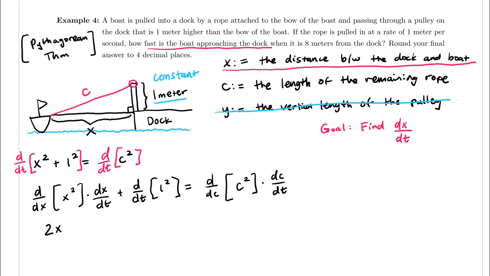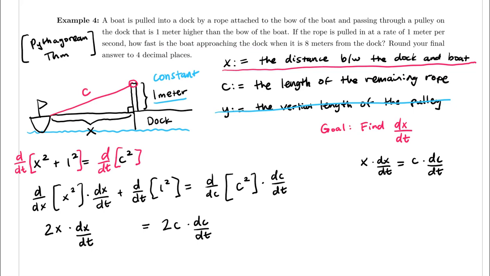So if I take the derivative, I get 2x times dx/dt plus 0. The derivative of 1 is going to be 0. Then we have 2c times dc/dt. Once again, I'm going to erase the 0 here. I can divide both sides of this equation by 2 because both sides are being multiplied by 2. And if I did that, I would end up with x times dx/dt is equal to c times dc/dt. So let's figure out what some of these values are.